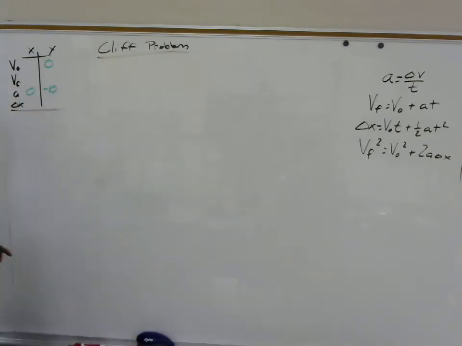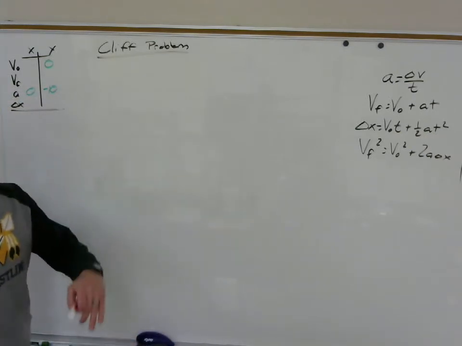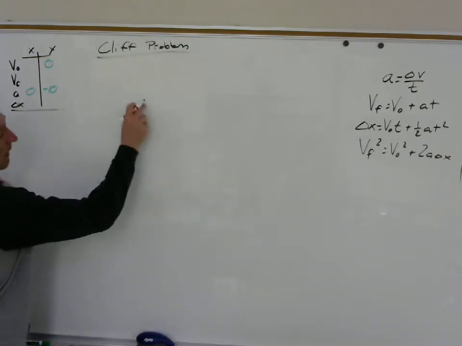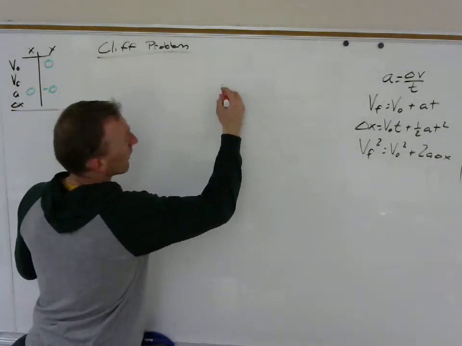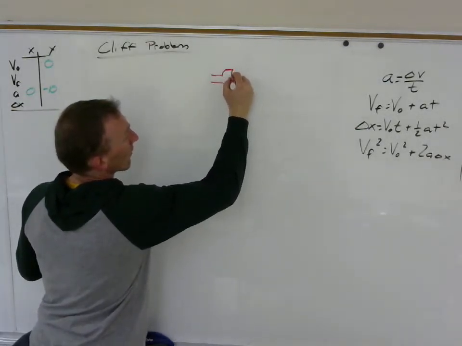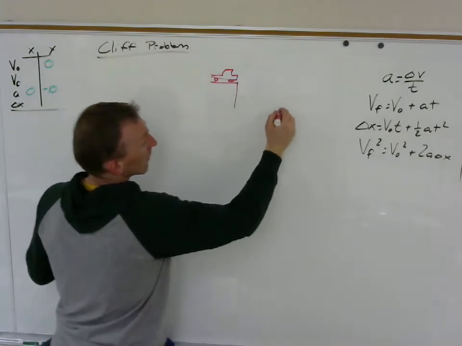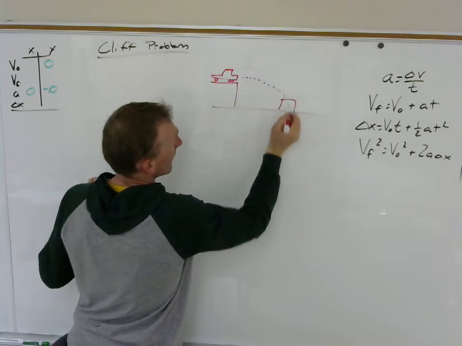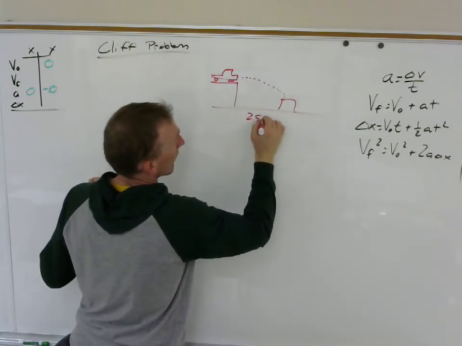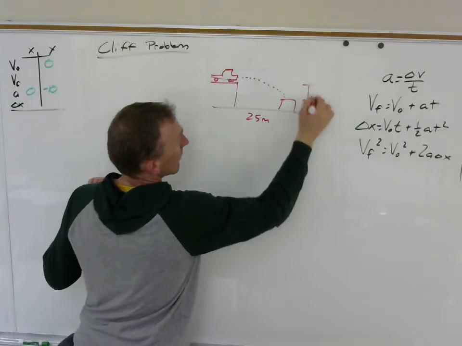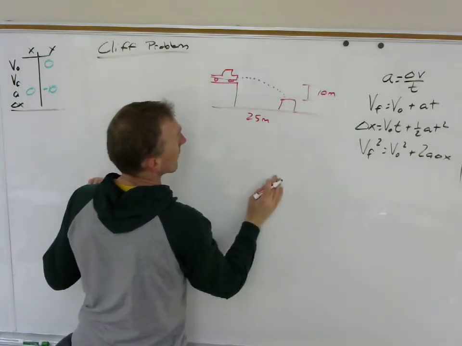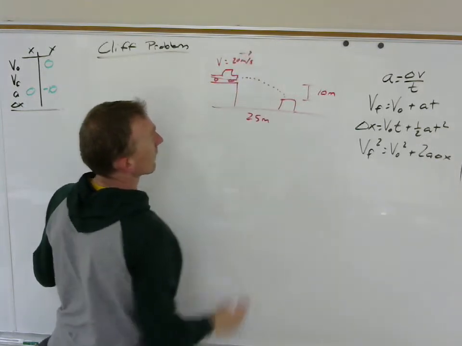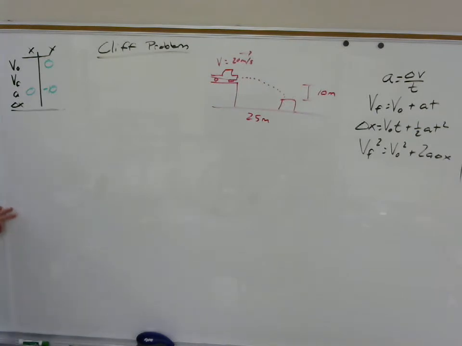Next thing we do is we take what's from the problem. All right. And so we know the initial velocity in the X direction when this object is traveling, and just to make sure we understand what's going on, I'll do a little sketch. It's going to be traveling this way. We know that this is 25 meters, and we know that the drop between these is 10 meters. And the velocity is 20 meters per second going that direction. So this is the information we know.